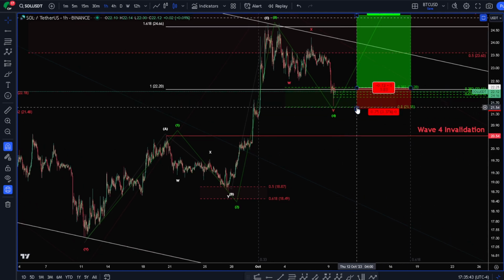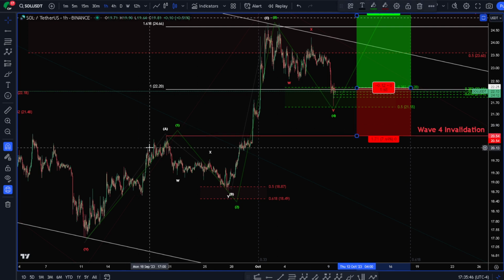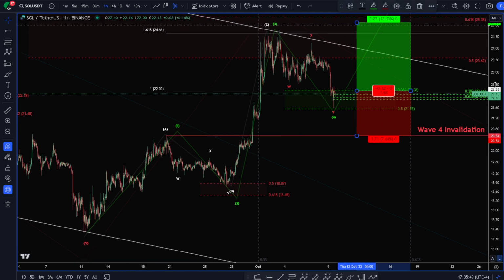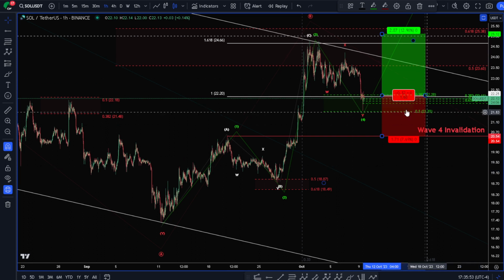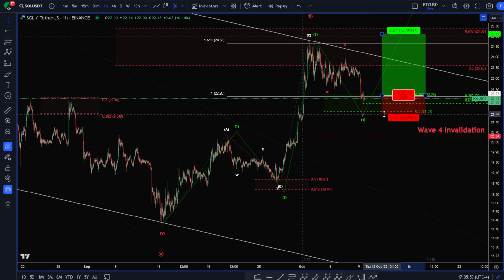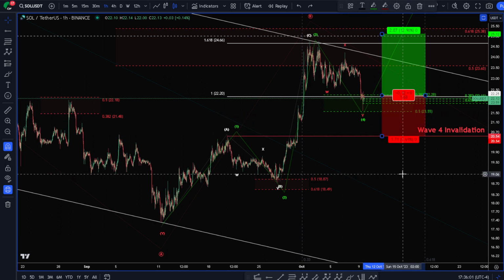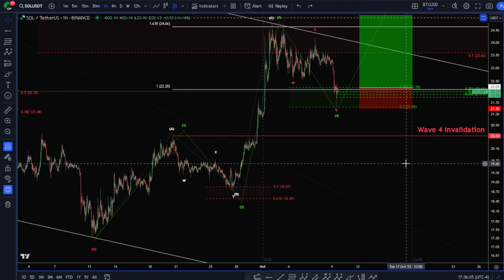And again, if you're a little more conservative, you can go to the invalidation level, which is the top of wave one, if you want to give the full room for a wave four invalidation. But I'm going with the probabilities, and that's just past the 50. Just gives me a little larger position sizing.